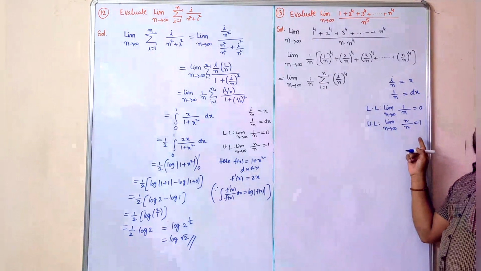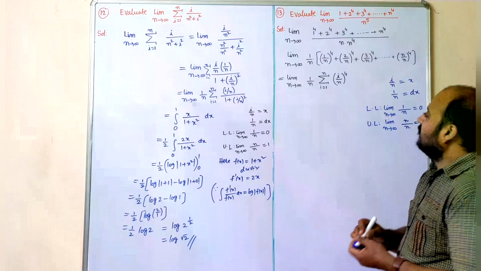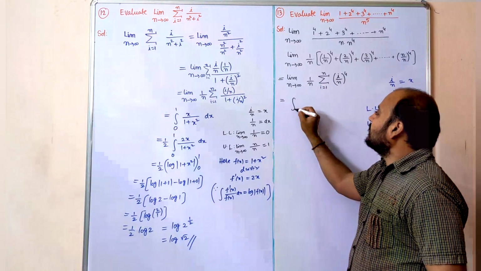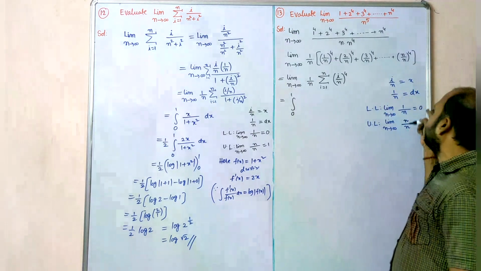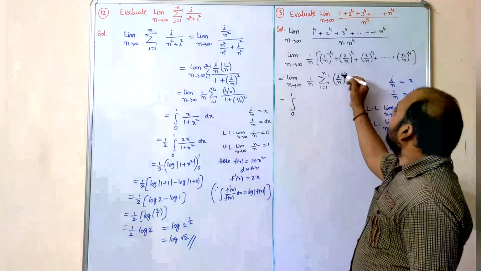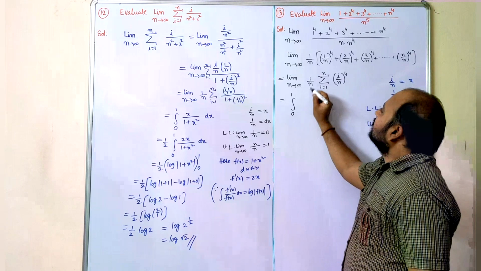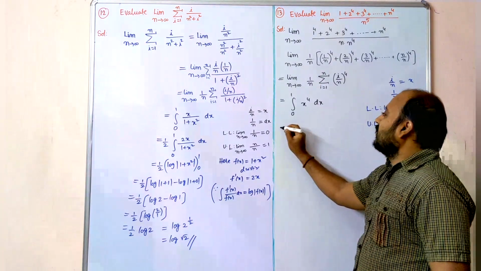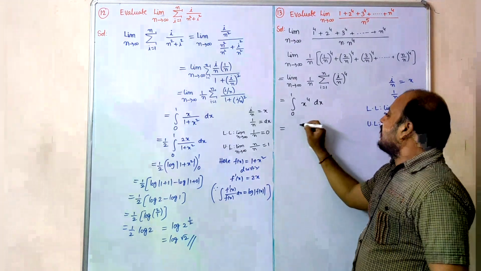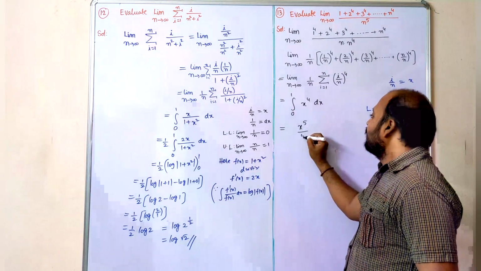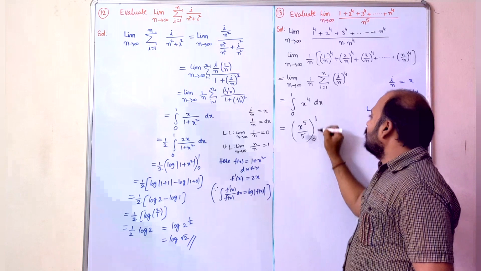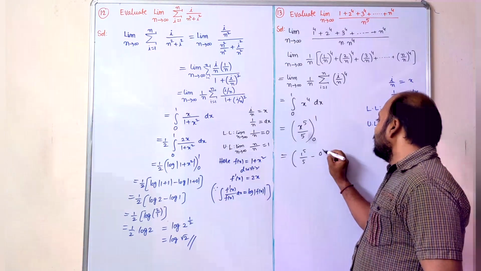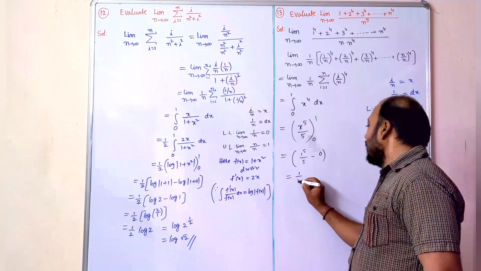So therefore, in place of limit n tends to infinity sigma, it becomes integration, lower limit to upper limit, and in place of i by n, x, and 1 by n as dx. So x power 4 dx. Integral x power 4 is x power 5 by 5. Applying the limit 0 to 1, so 1 power 5 by 5 minus 0. So that is equal to 1 by 5 minus 0.